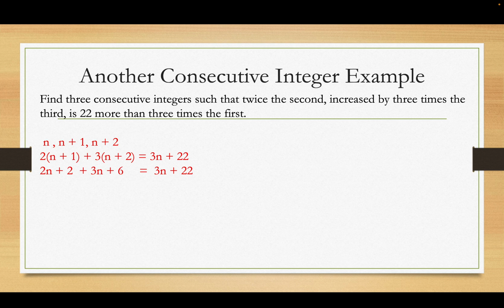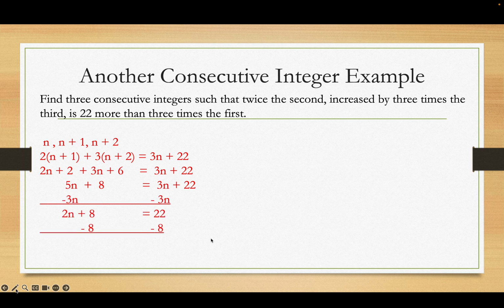Now it looks like the equations that we did the last couple lessons, so this shouldn't be too hard on you. Same side, same operation: 5n plus 8 is going to be 3n plus 22. Subtract 3n from both sides: 2n plus 8 is 22. Subtracting the 8, 2n is 14. n is 7. The numbers are 7, 8, and 9.